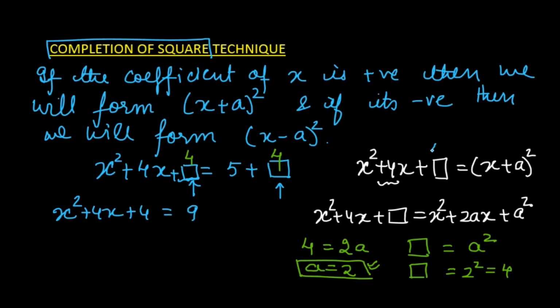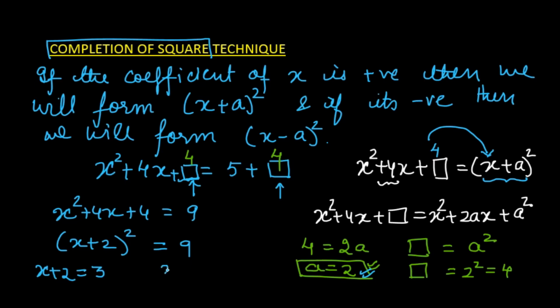And what is this x square plus 4x plus 4 equal to? It is equal to x plus a whole square, and a is 2. So x square plus 4x plus 4 can be written as x plus 2 whole square equal to 9. So from here we get x plus 2 as either positive 3 or negative 3. One value of x is 1, and from the other we get x equal to negative 5. These are the two solutions of this equation, x is 1 and x is negative 5. Okay, so this technique is called the completion of square technique.